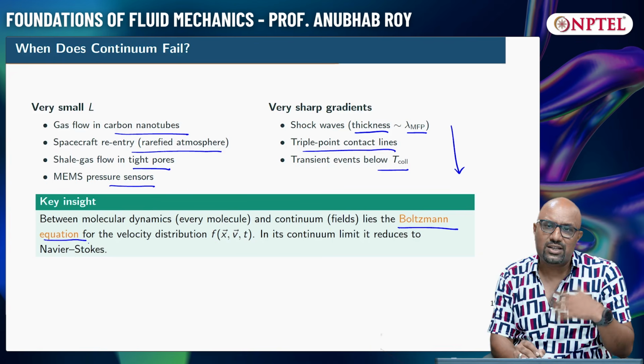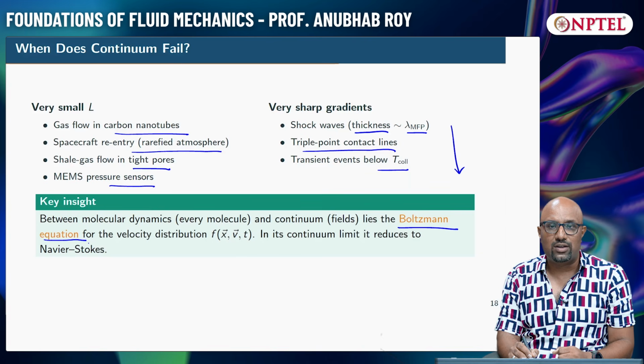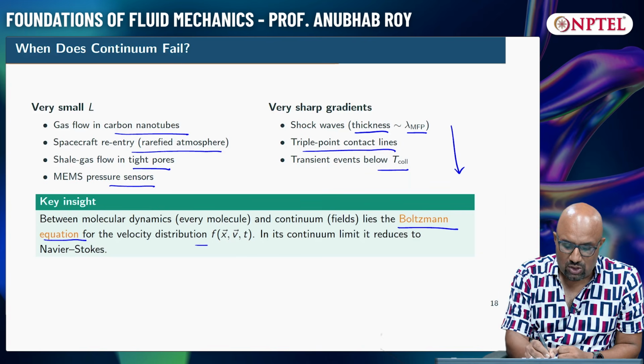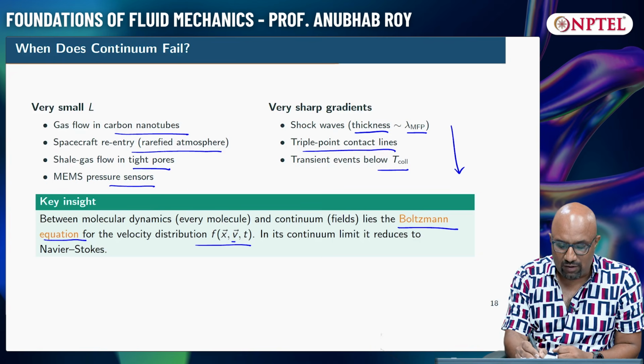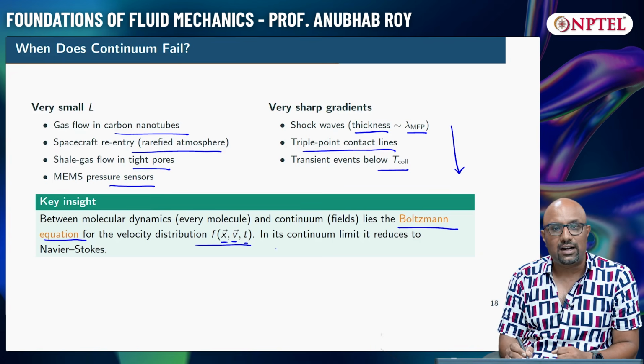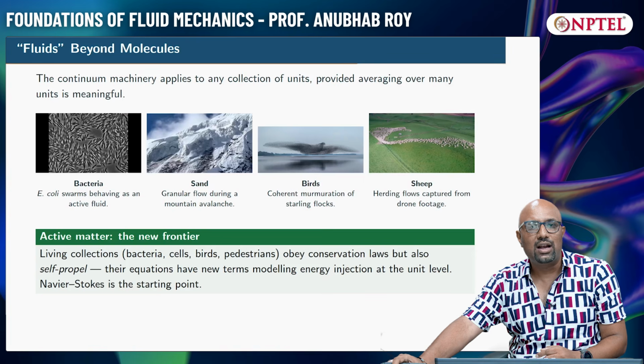It's going to be outside the scope of this particular course: solving these things in terms of what is known as the Boltzmann equation, where you are solving for distributions of molecules being present at a particular point in space, moving with a certain velocity at a given instant in time. In the continuum limit, this basically turns into your Navier-Stokes equation.